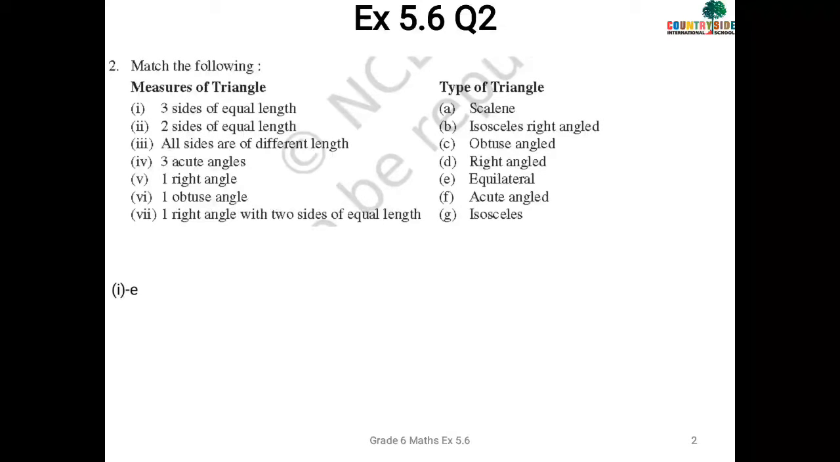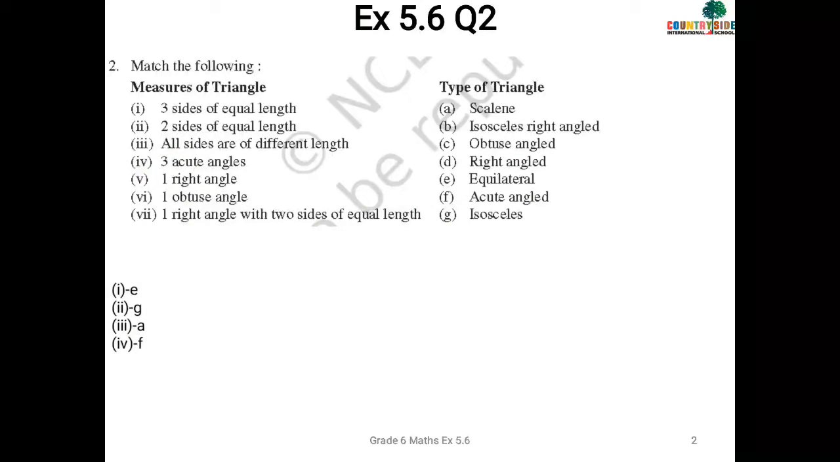Second one, two sides of equal length. A triangle having two sides equal is called, yes, isosceles triangle. So for the second, the answer is G. Now for the third part, all sides are of different length. That means no side is of equal length, all are different. So that is a scalene triangle. For the third, the answer is A, scalene. Now the fourth part, three acute angles. That is very easy. So it is an acute angle triangle. The fourth answer is F.